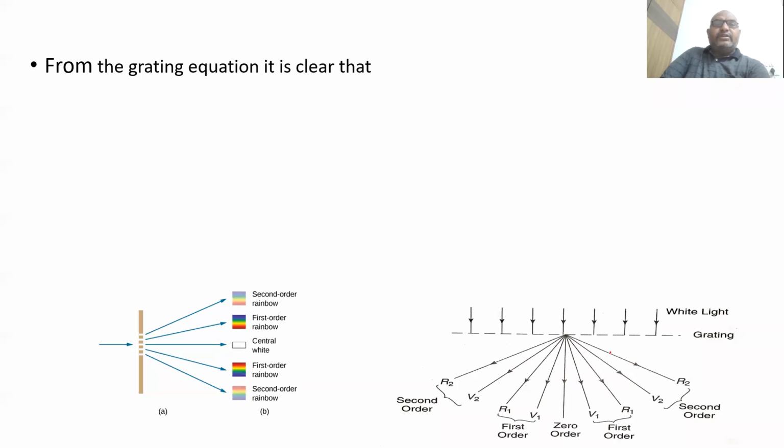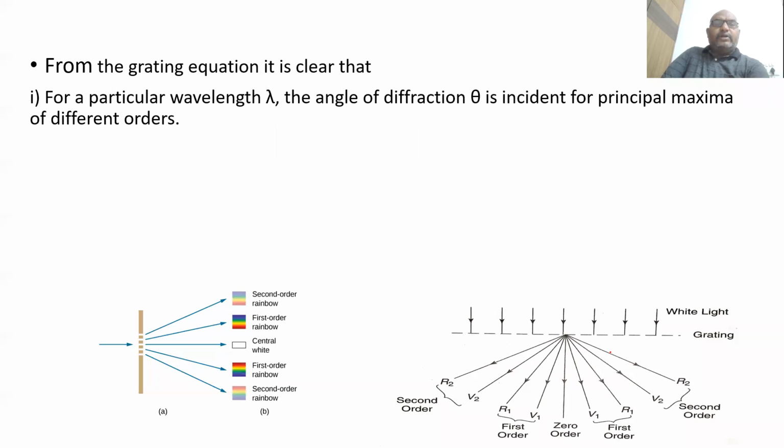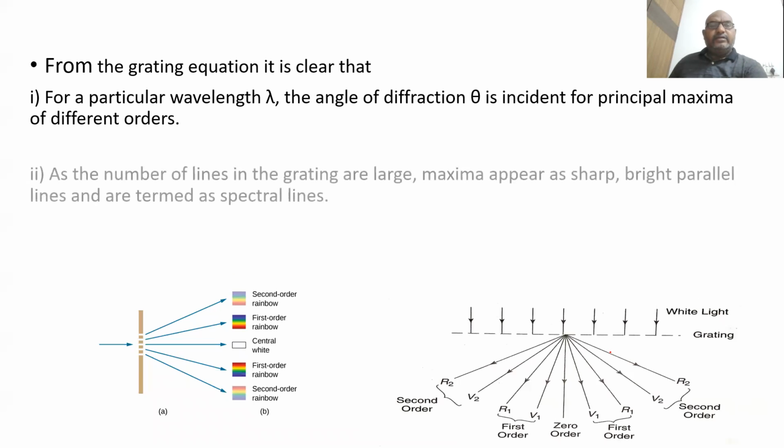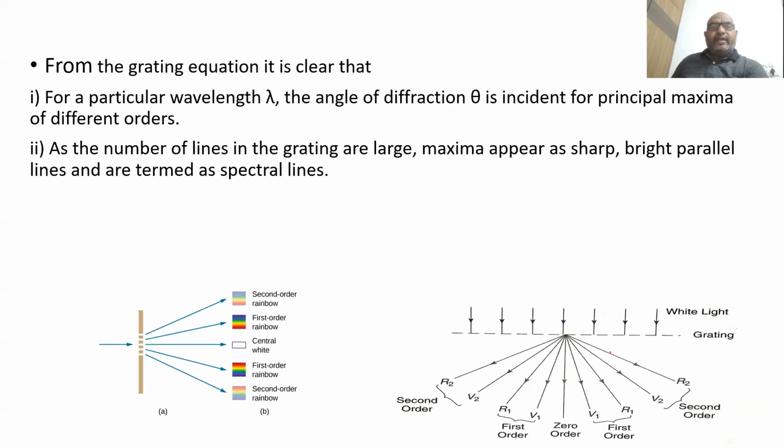From the grating equation, it is clear that for a particular wavelength lambda, the angle of diffraction theta is different for principal maxima of different orders. As the number of lines in a grating is large, the maxima appear sharp, as bright parallel lines, and are termed spectral lines.